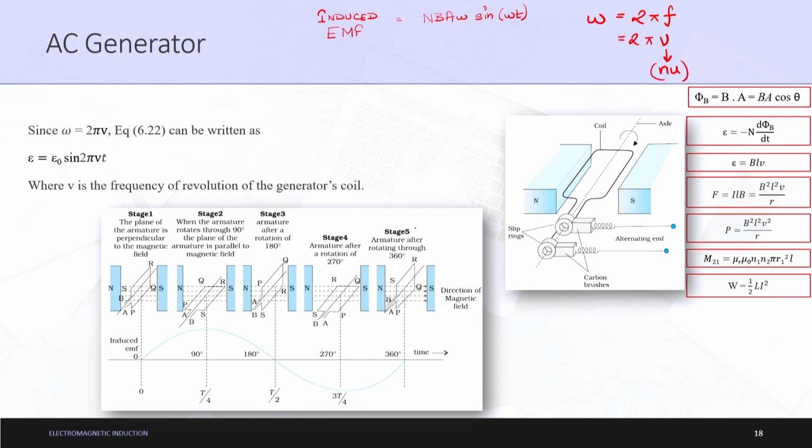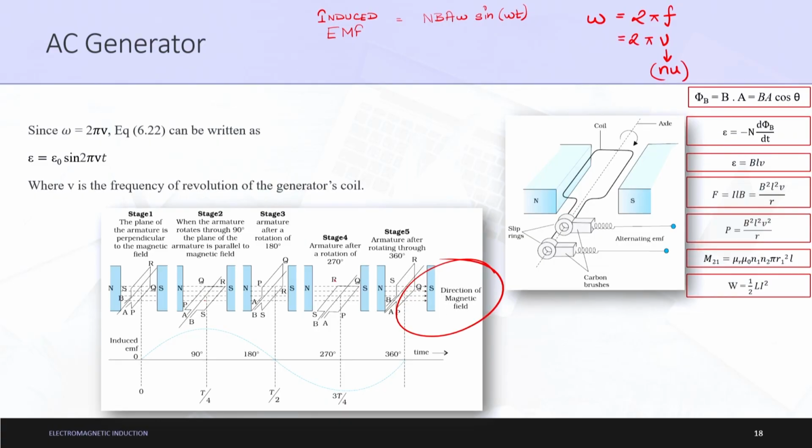Then stage 5. Stage 5 is nothing but the armature after rotating through 360 degrees. This time sin 360 degrees is equal to 0. So, simple mathematical sine values are being used, and you can see that the coil is being rotated. It keeps on moving. This was the direction of the magnetic field, this is the direction of the magnetic field. I already told you the direction is like this, and the rotation will change the area vector direction.